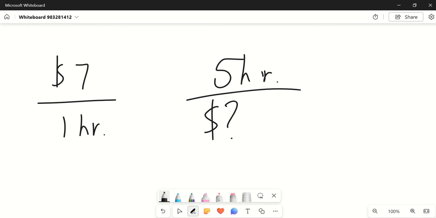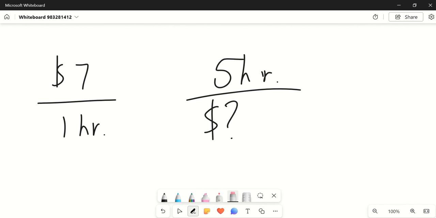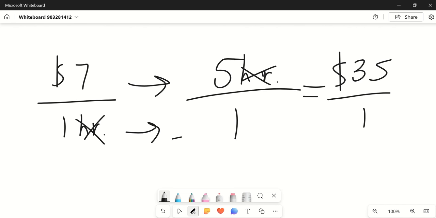So in order to solve this, just like over here where we put them both over 1, that mystery number will be 1. We get rid of the hour measurement, and we just multiply straight across. 7 times 5 will be 35. And I will put this 1 times 1 over 1. Same thing as saying 35 over 1, which is just 35, makes $35.